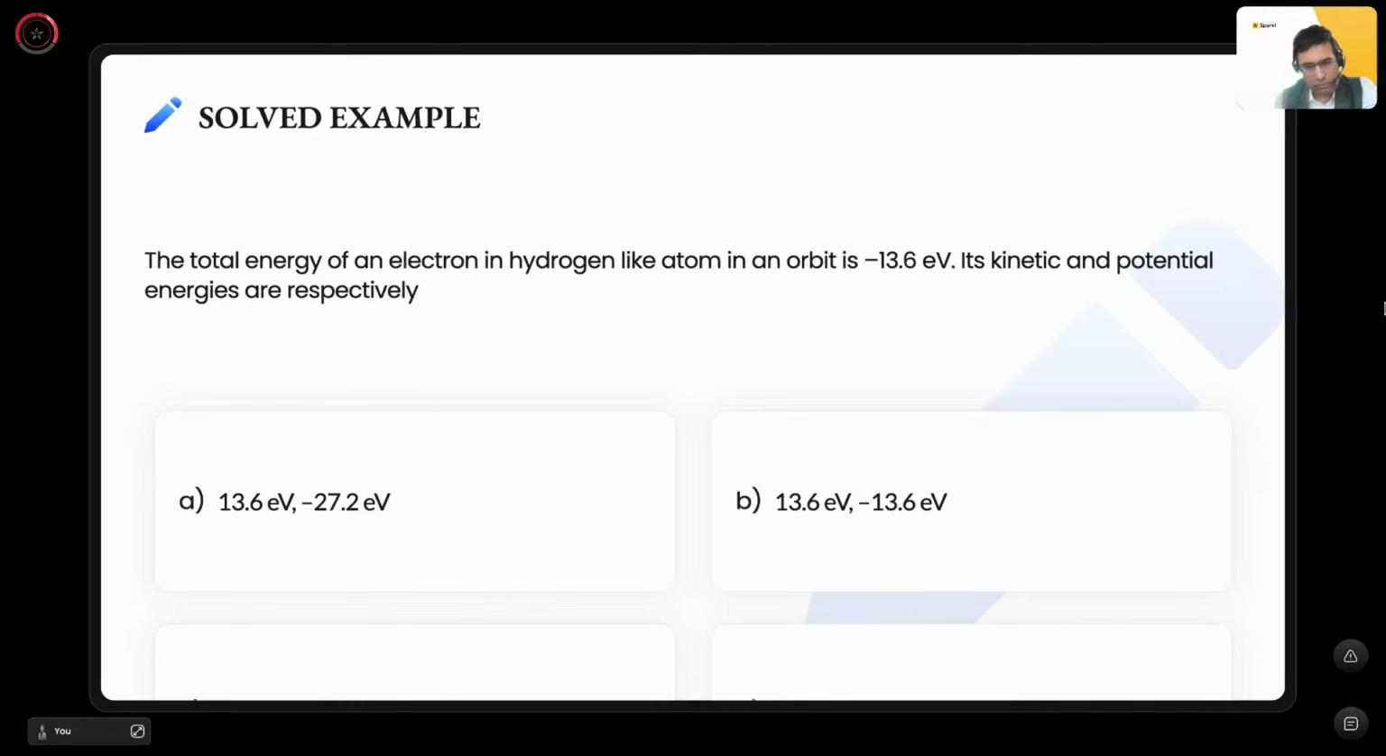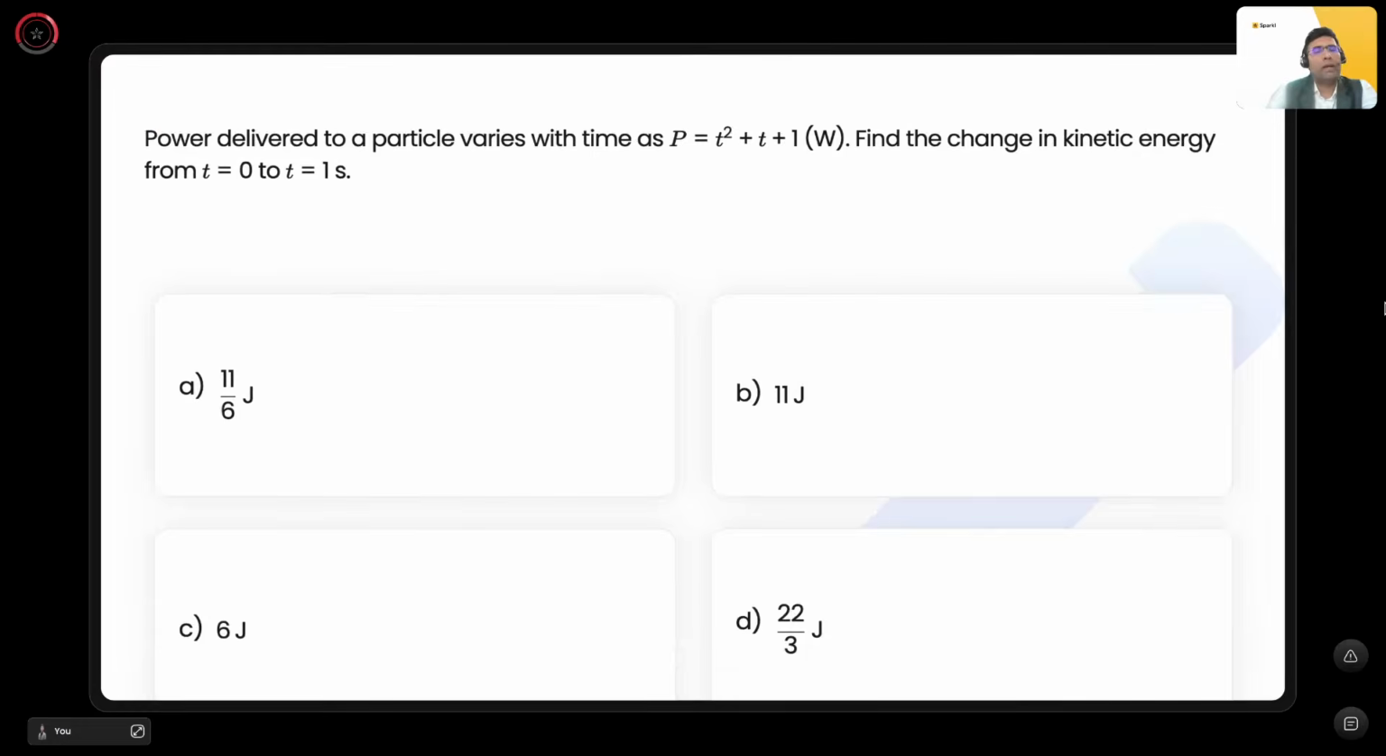Next question. Power delivered to a particle varies with time as P is equal to t square plus t plus 1. Find the change in kinetic energy. Now this is a trap over here. People are wondering कि kinetic energy and power में हम कैसे relation निकालेंगे.